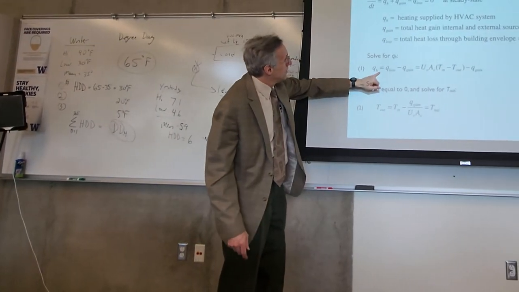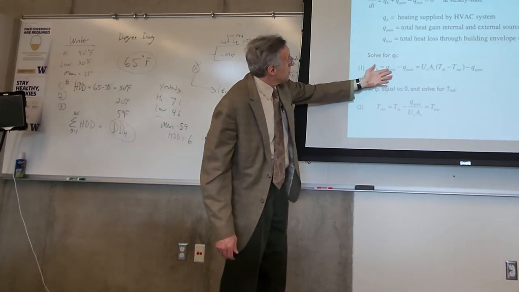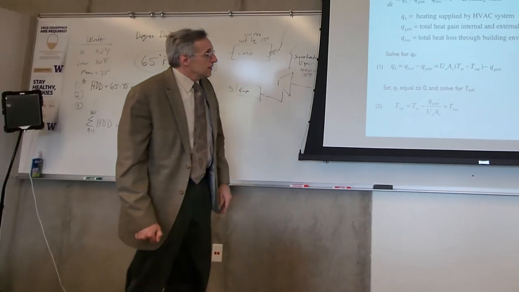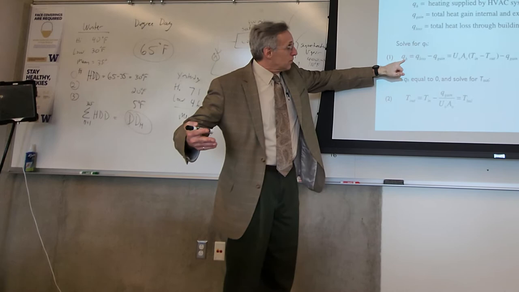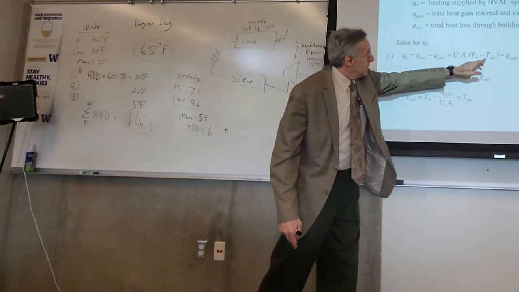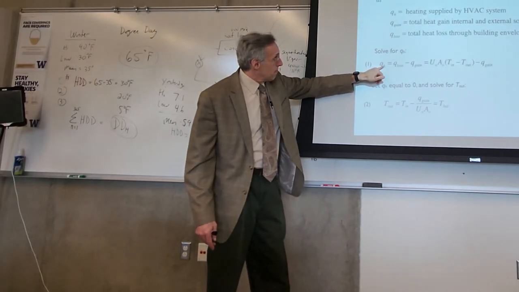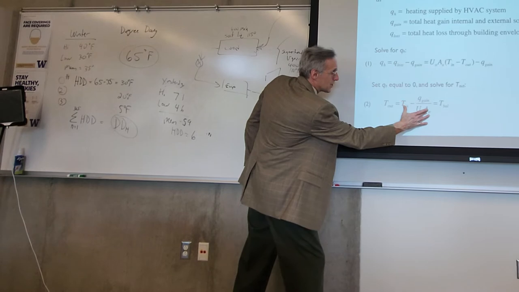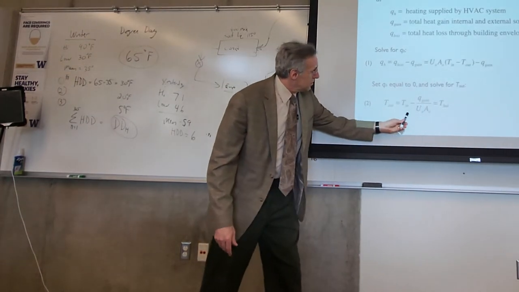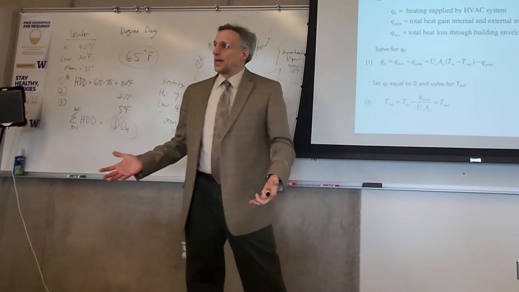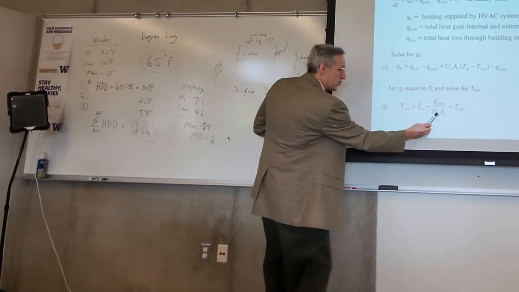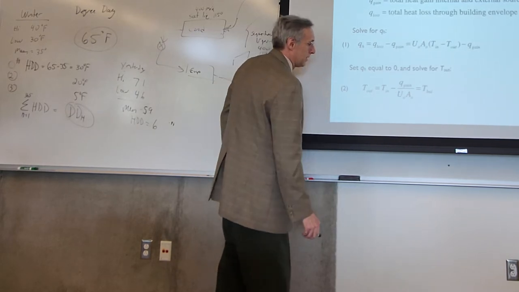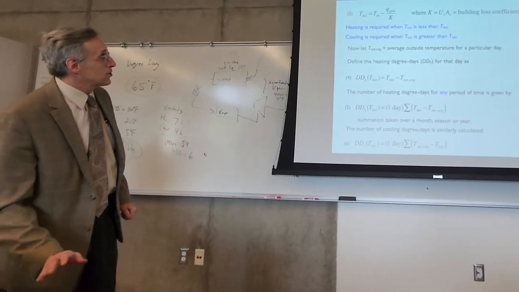When you solve for Q_H, and your Q_loss is equal to the heat transfer, we use the overall heat transfer coefficient. Then you set this equal to zero. What's the outside temperature going to be when I set my heat load to zero? And you solve that for T_out. And T_out equals this quantity here, and that's what's called the balance point temperature. We're saying that this number right here is 65 degrees, as a rough approximation. But you would really want to calculate it for every building. So this is going to be specific to the building, and specific to the outdoor environment and so on. And that's the idea of the balance point temperature.